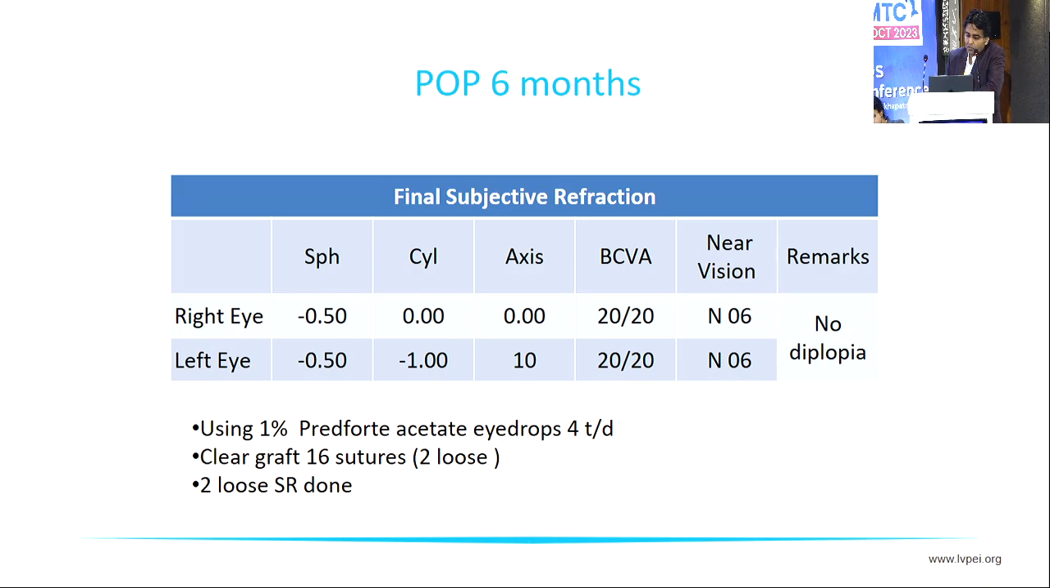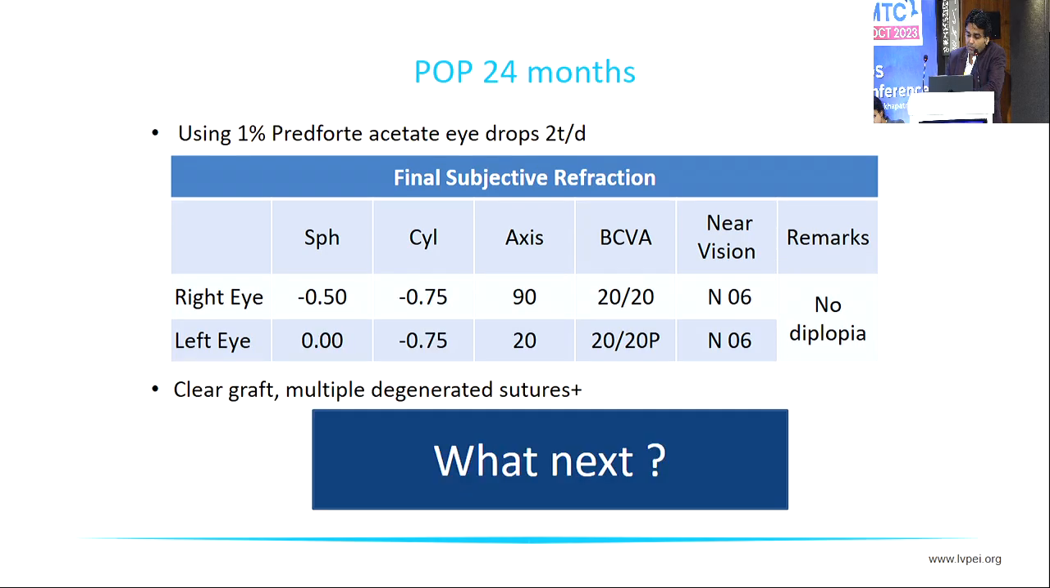Out of 16 sutures, 2 have become loose, so 2 sutures were removed. 14 sutures are still intact. At 24 months, vision is 20/20, astigmatism is 0.75. What will you do? You observe.